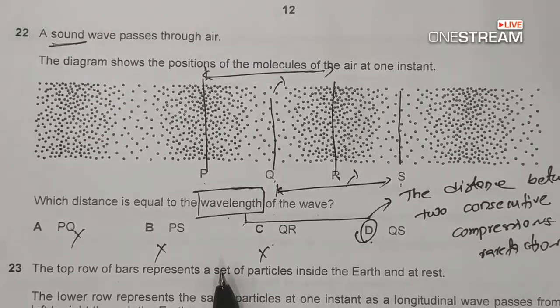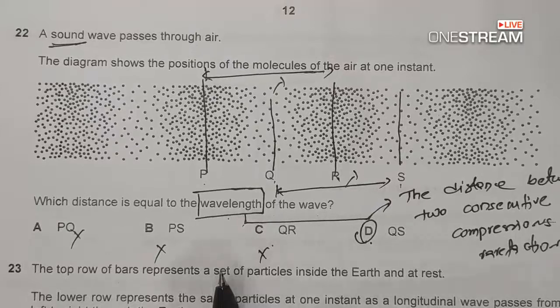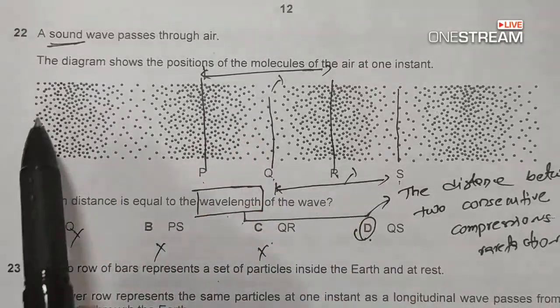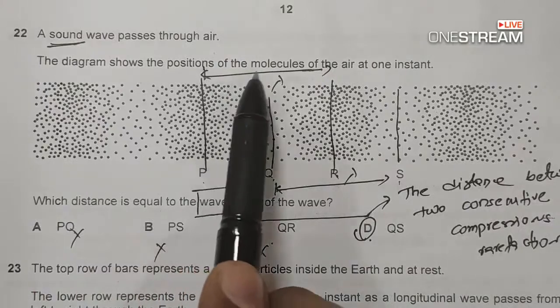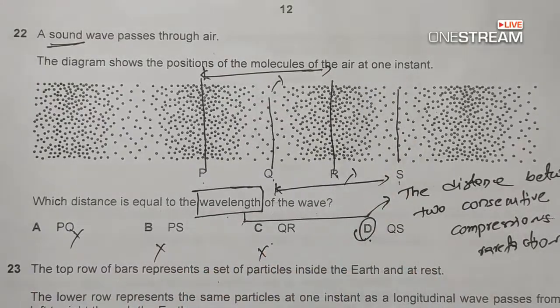So let's see the 22nd question. A sound wave passes through air. The diagram shows the positions of the molecules of the air at one instant.